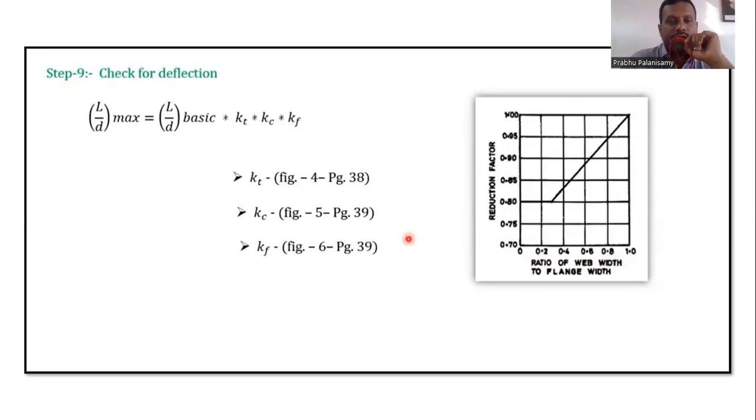So that's all about the session today. We have seen the types of beam, what kind of reinforcement we are giving for the beam, which is under reinforced, over reinforced, or balanced section, and what are the design steps we have done.